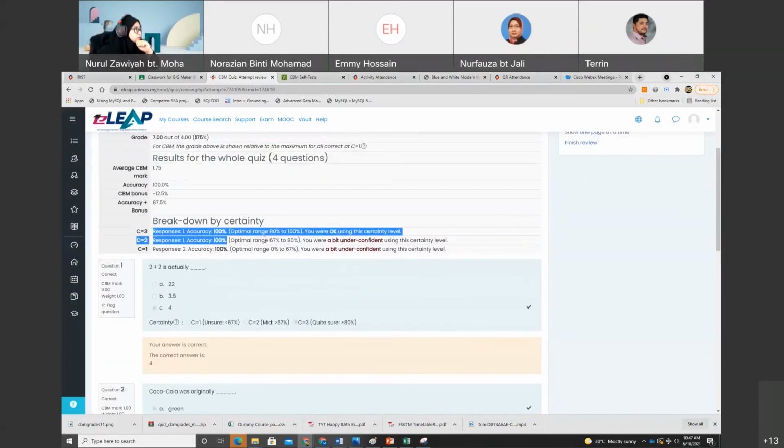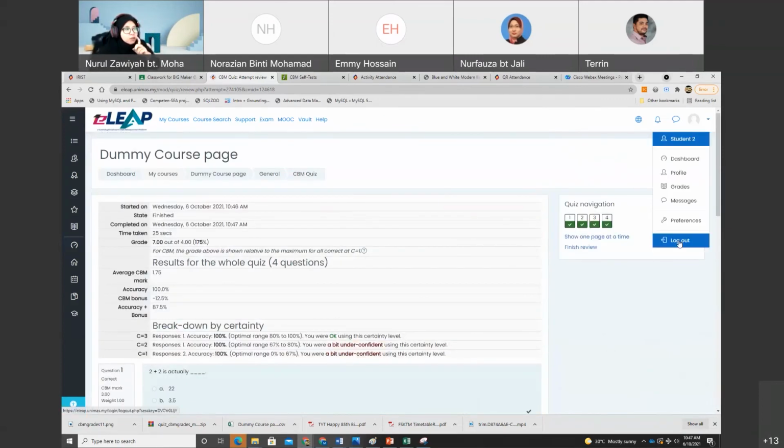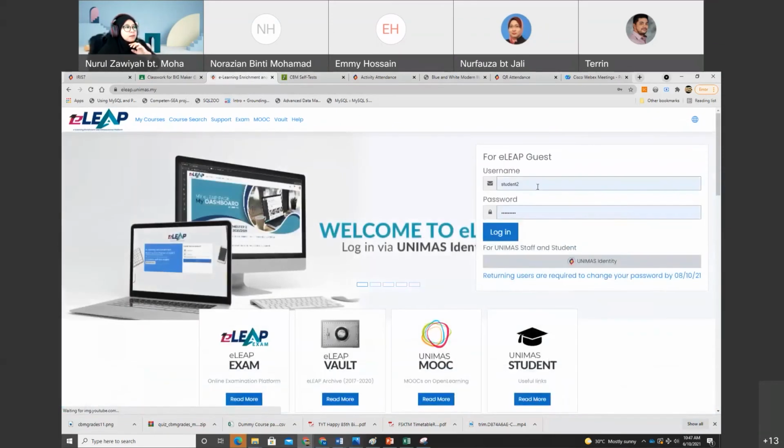And also, if you get correct in your C3 question, they will tell you you are okay using this certainty level. Meaning for that type of topic, that type of question, chapter or whatever, my understanding is okay. What I think I understand is correct. Okay. So these two, a bit underconfident, a bit underconfident. And I have another student. After this, we analyze, we interpret the marks from the lecturers.